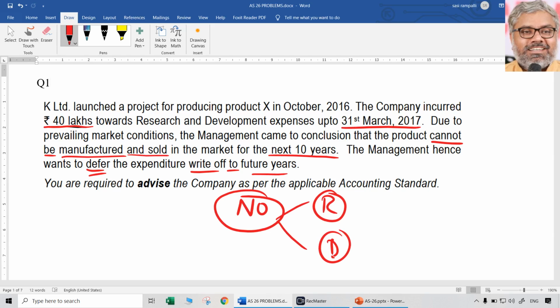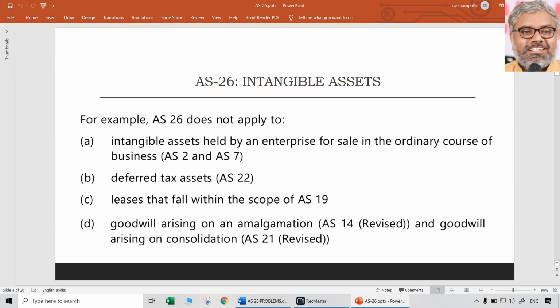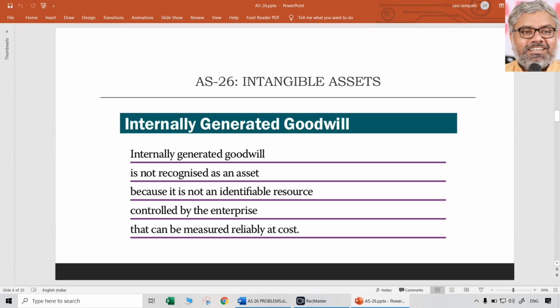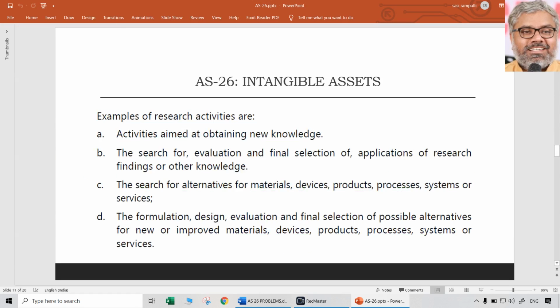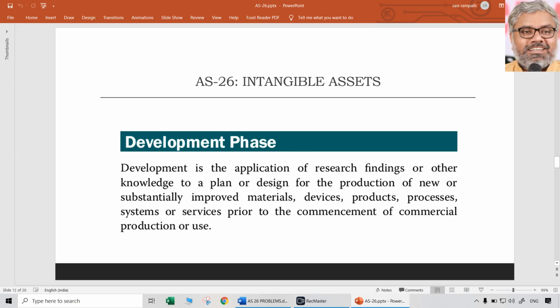Deferred in the sense postponed. Amortized means they are trying to recognize it as an intangible asset and amortize it over the future years. That is also not possible even for development expenditure because of the lack of feasibility of this product to be sold in the market. So we have to refer to the conditions which are mentioned for when development expenditure can really be amortized or recognized as an intangible asset.